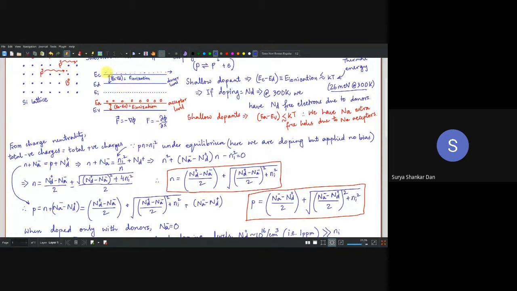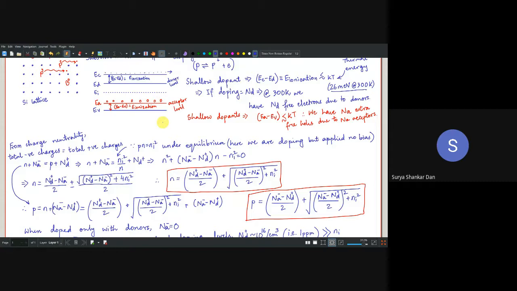So whenever we have a gradient in the energy levels, you are going to have the field. Then where will the field come from? Field will come only when you have applied a bias. Here we have not applied a bias. So this is always equal to 0. There is no field as of now, and hence, as we will see in the next class when we begin carrier transport, there is no reason for the carriers to move.